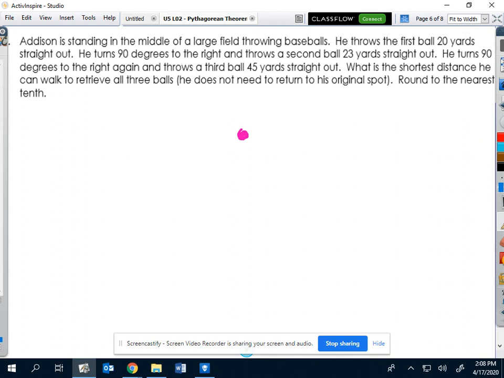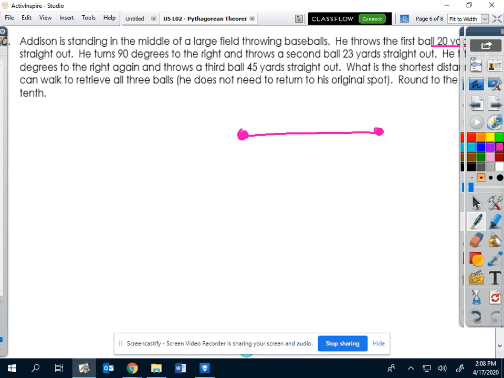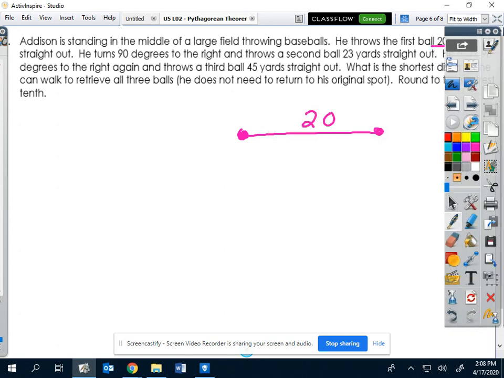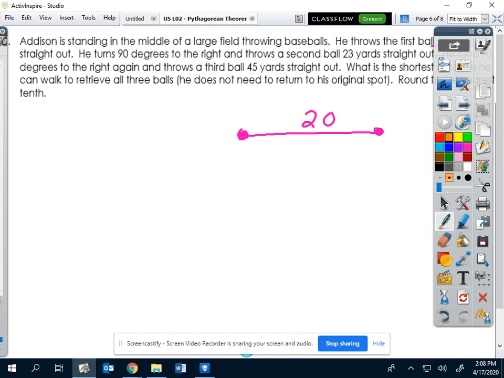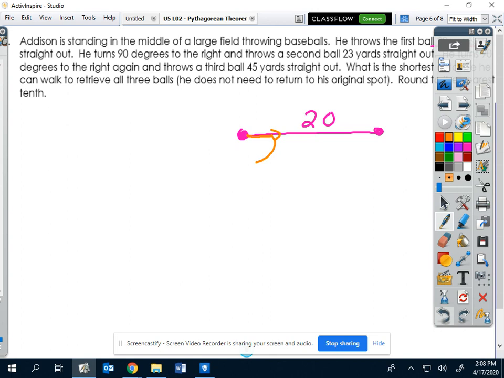And then the first thing he does is he throws the first ball 20 yards straight out. So we're just going to say that this is 20 yards straight out. You don't have to draw the arrow necessarily, but if we draw that first ball 20 yards straight out, we'll draw a line and label it 20, right? From there, what it says is he turns 90 degrees to the right. So if we're facing this direction and we turn 90 degrees to the right, now we're going to be facing this direction, right? I'll get rid of those now, but just to help you visualize.